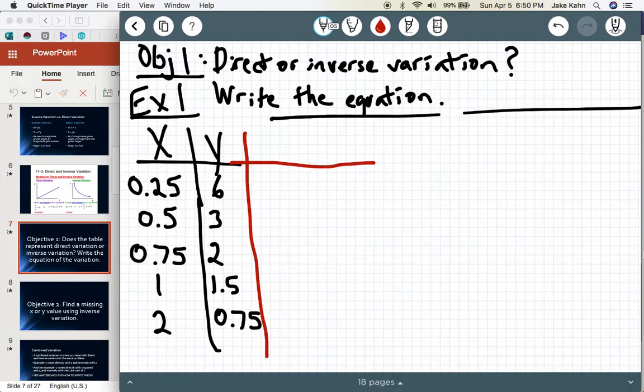If you're thinking this looks familiar, this is the same process as what we did for direct variation. The first thing I'm going to do is I'm going to look at my x and y values. I'm going to observe them. I'm going to see that x in this case is going up and y is going down. So if it is direct or inverse, if it's one of the two, it's going to be inverse.